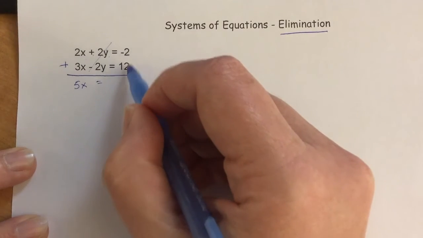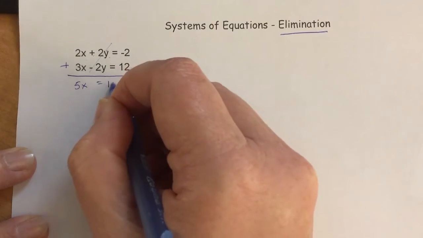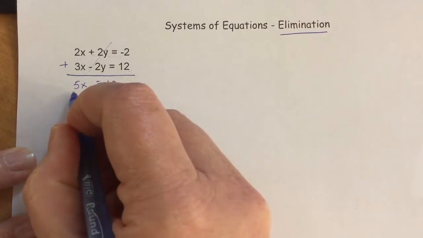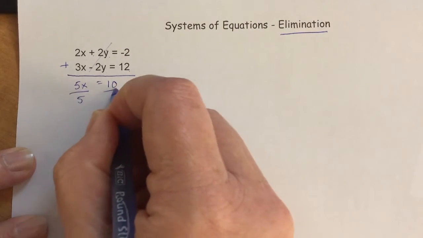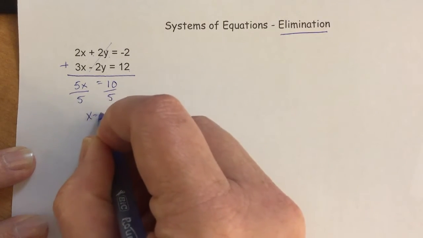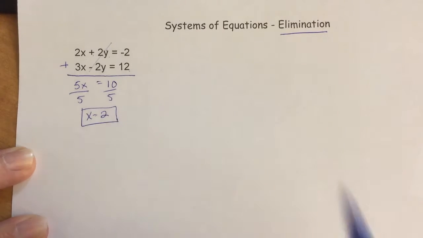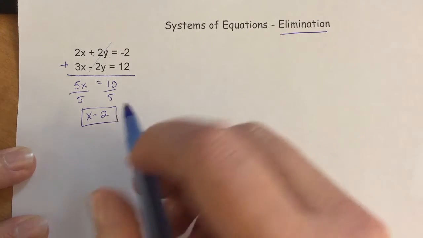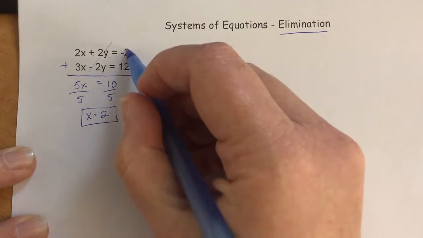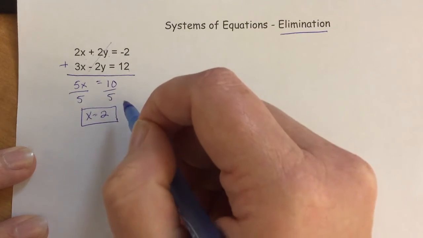Equals, and then we've got negative 2 plus 12 is 10. Now we solve this just like a regular equation, divide by 5, so x equals 2. Now again, we're only halfway done because we've only solved for x. We still need to solve for y. So we're going to plug this into either one of these equations. It doesn't matter. Either way, we'll get the same answer.